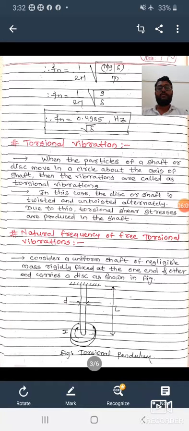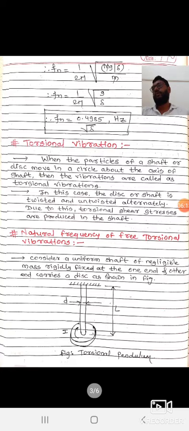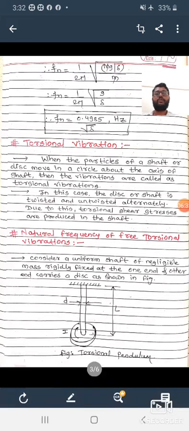Next topic is natural frequency of free torsional vibrations. Consider from the diagram a uniform shaft of negligible mass rigidly fixed at one end, and the other end carries a disc as shown in the figure.